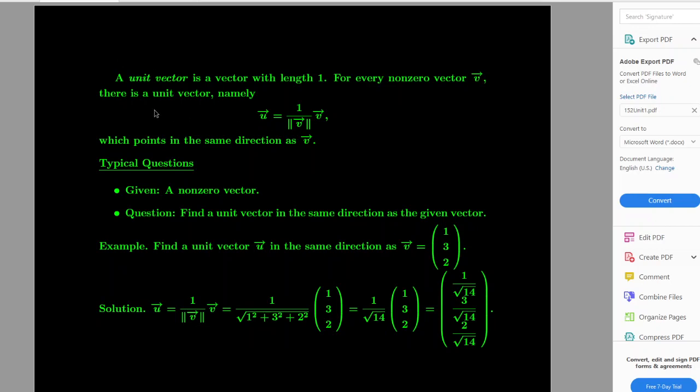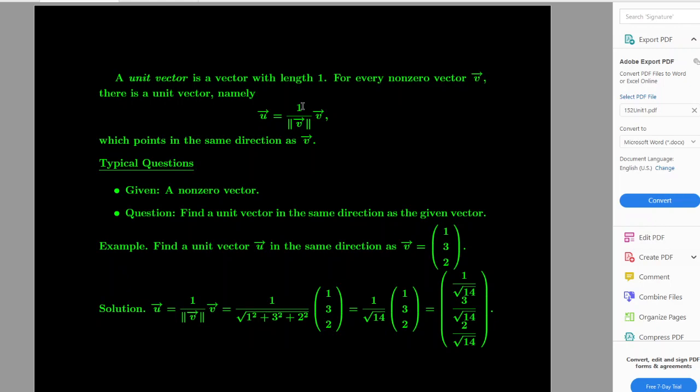A unit vector is a vector with the length of 1. That is the definition, and it's computed that way. If the notation is u is the unit vector in the same direction as v, then the vector u is calculated using that formula.